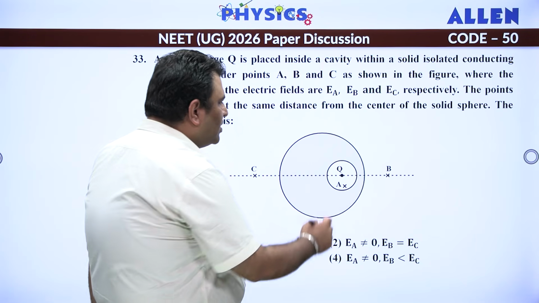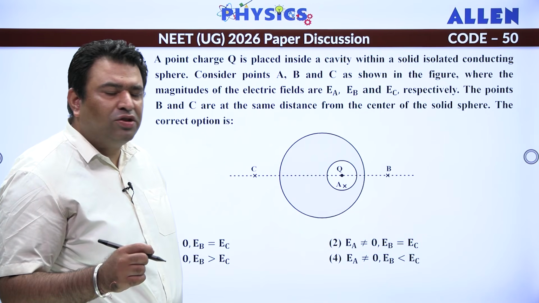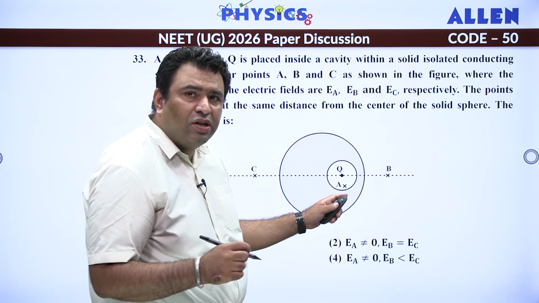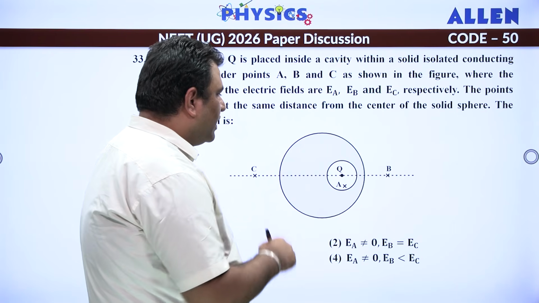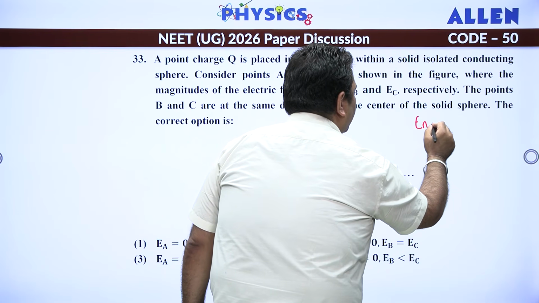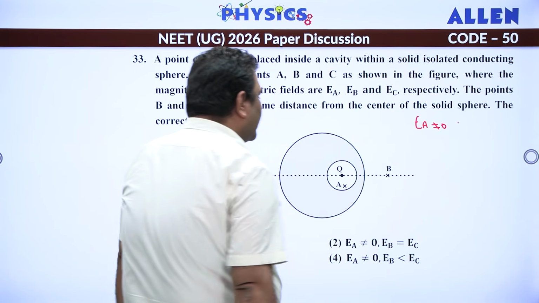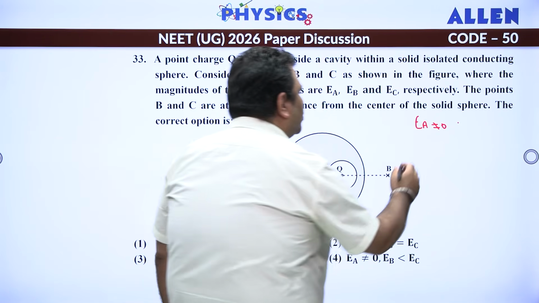Now there is a charge lying inside the cavity in this case. Since there is a charge lying inside the cavity, the electric field inside the cavity cannot be zero. Why? Because there is a charge lying inside the conducting cavity. That means EA should not be 0 in this case. EA is not equal to 0. Similarly, points B and C are equidistant from this conducting sphere. That means EB should be equal to EC.